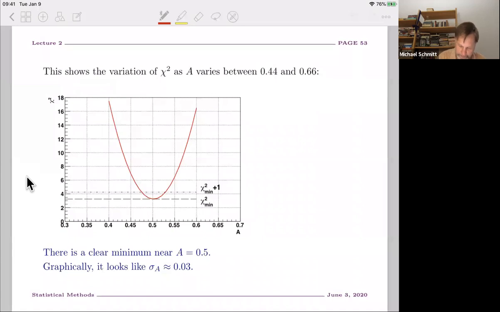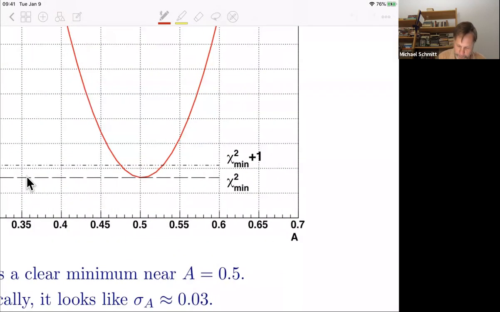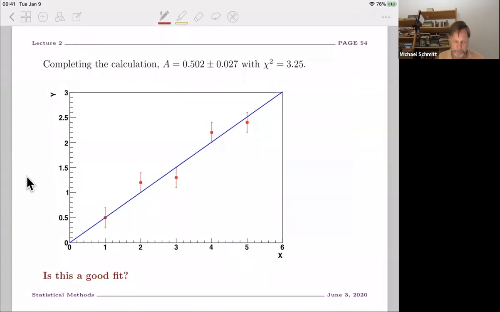And graphically, if you look at chi-squared min and chi-squared min plus 1, this range back and forth looks like plus or minus 0.03, graphically speaking. All right, so if you complete the calculation and calculate the errors, then indeed we get 0.027, and the chi-squared value is 3.25. Is this a good fit? This is a really important question. You do a fit, you look at the data, you visualize the data like this, you draw the fit. Is it a good fit?